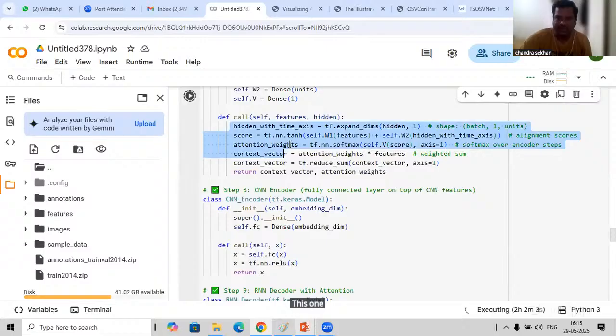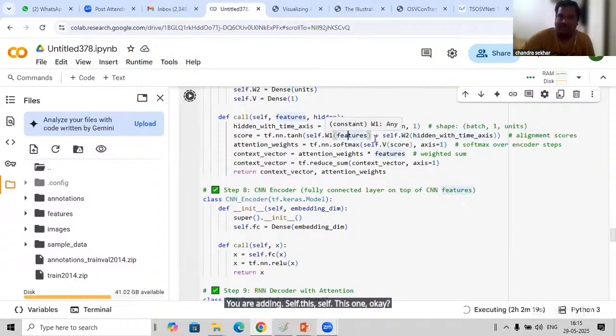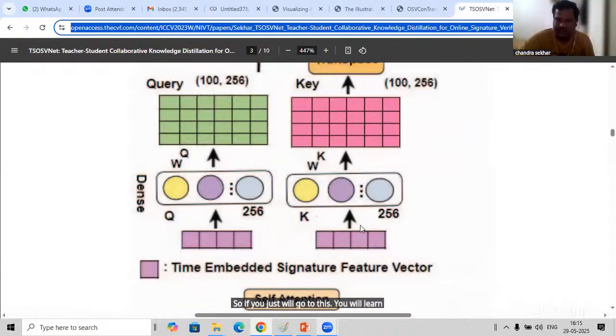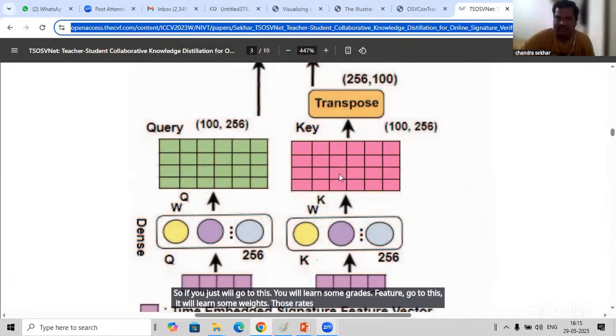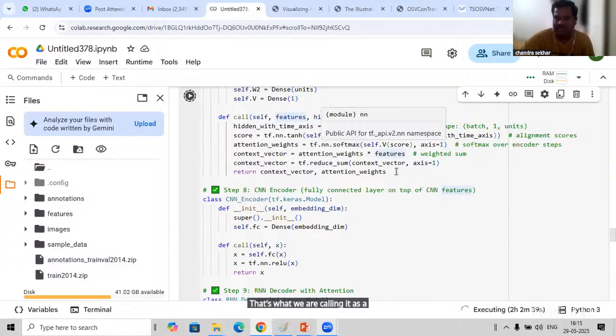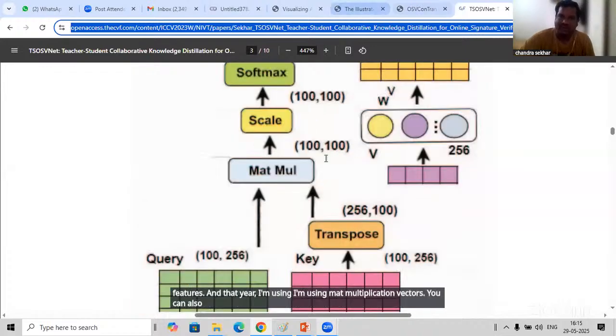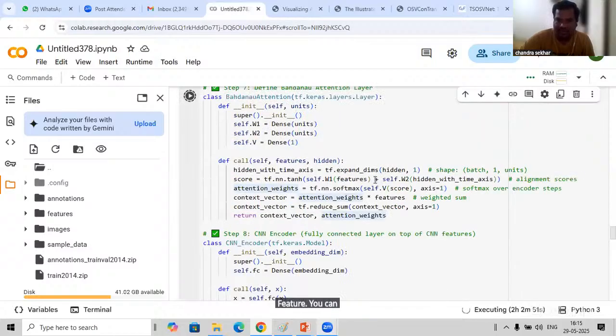This one: attention weights, softmax, V vector, W1 and W2. See, you are adding self dot this, self dot this one. Okay, that is one kind of attention mechanism. What are the features? These are the features. Features will go to this, you will learn some weights. Features go to this, it will learn some weights. Those weights are W1 and W2. That's what we are calling W1 of the features, W2 of the features. Here I'm using matmul multiplication, but you can also add them. That is called Bahdanau attention. See here, you can add those. That is called Bahdanau attention. Okay. And text vector and attribute. Every time you have to call this.